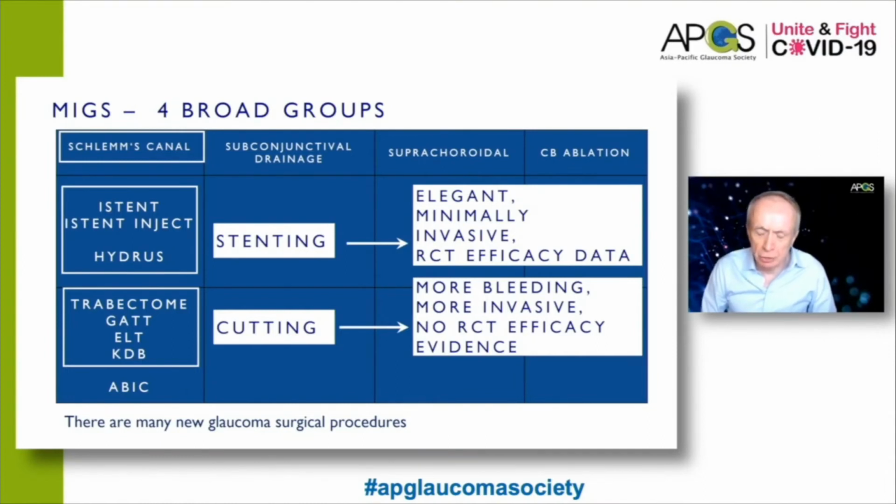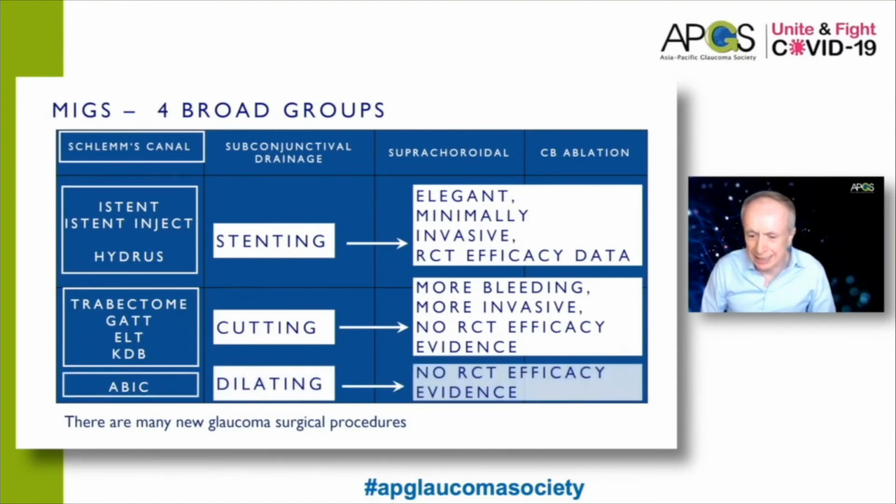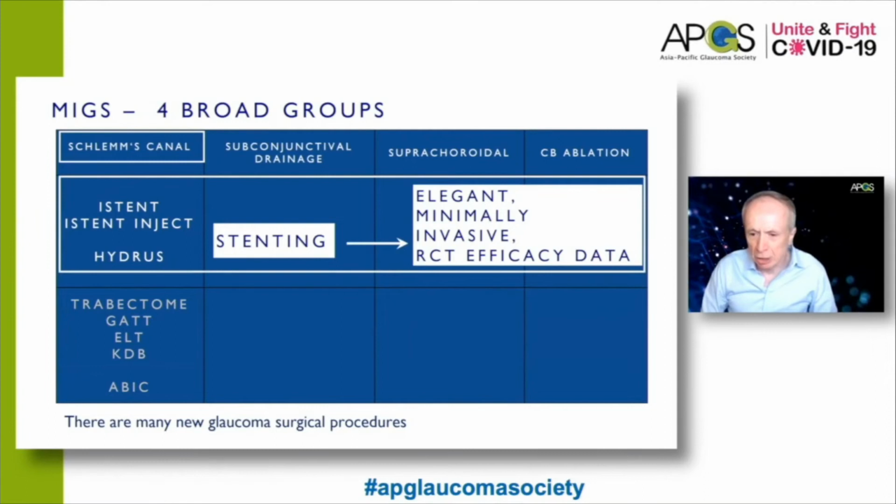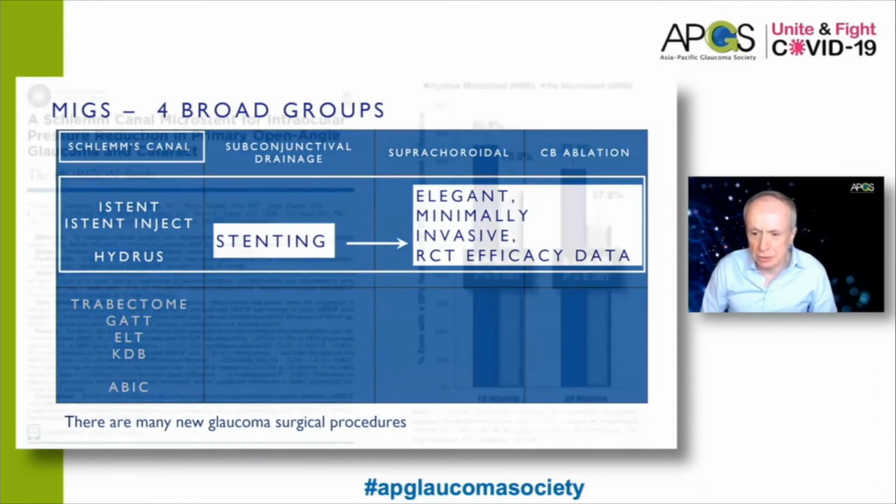One might argue that these have similar efficacy because they're all doing the same thing, but the difference between leaving in a stent with not much cutting or not leaving in a stent with a lot more cutting may make a difference to the outcome, and this remains to be shown in trials. Then, of course, there's APGS, which dilates the Schlemm's canal, but again, we don't have RCT evidence. So at the minute, the only hard evidence we have is for the stenting procedures.